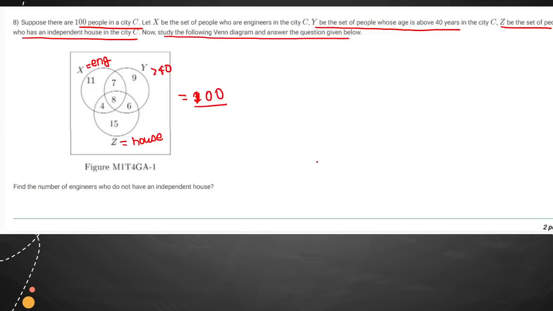Okay, so let us first add all these numbers and see whether we are getting 100 or not. So 11 plus 4, 15, 23, 39, 40, 45 plus 50, that is 60. That means there are 40 people here. So we have to find the number of engineers. Okay, so these are engineer people.